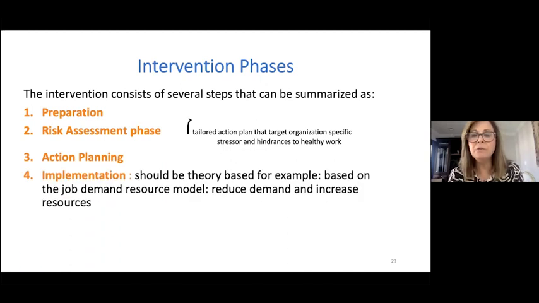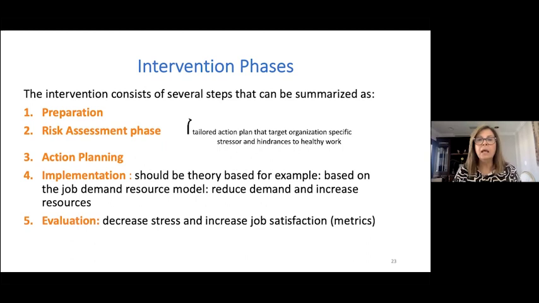The implementation phase. Usually during this time, you have to have some idea, on a larger scale, of what you're trying to achieve. And sometimes we say maybe you should have it based on a theory, like the job demand resource model. You want to reduce the demands and increase resources in your organization.